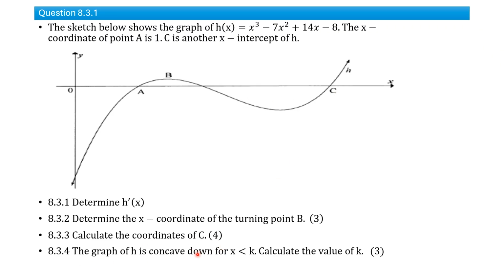The graph of h is concave down for x less than k. Calculate the value of k. I assume you remember that when you hear concave, it means second derivative. Turning point means first derivative, right?